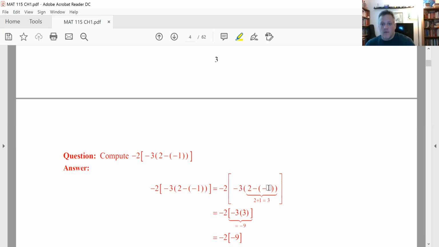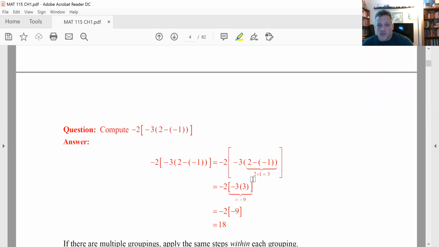And so I'm going to start my work there and use the property of the integers that tells us that you can rewrite that as 2 plus 1, and we know that's 3. And so this first step here was to rewrite that expression as -2 times -3 times 3.